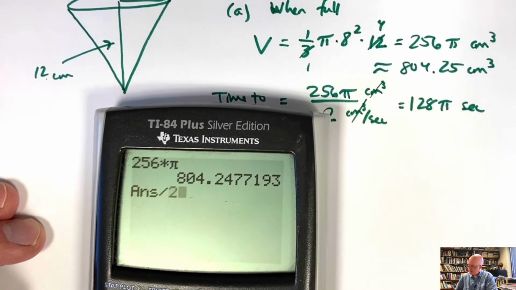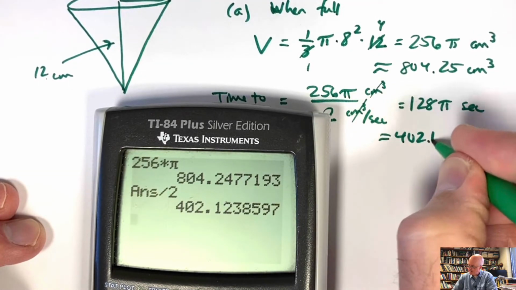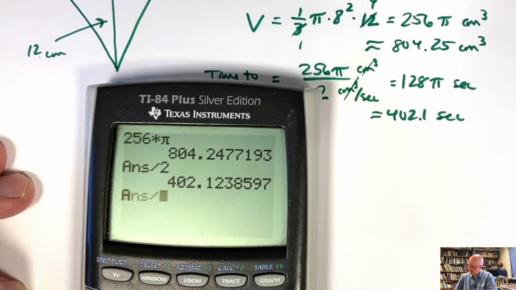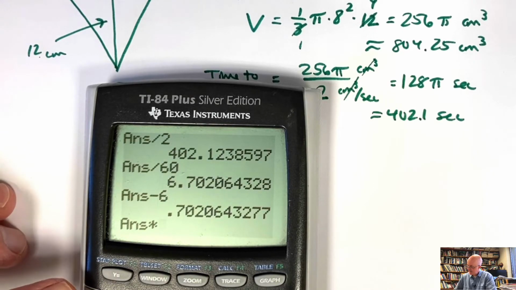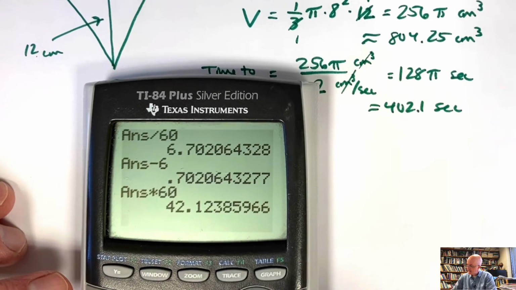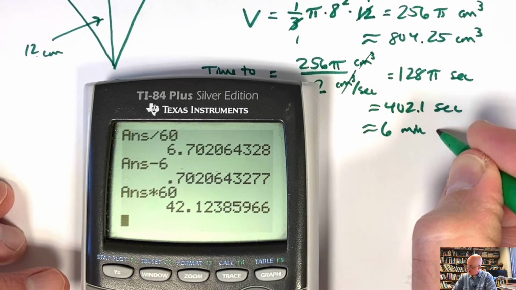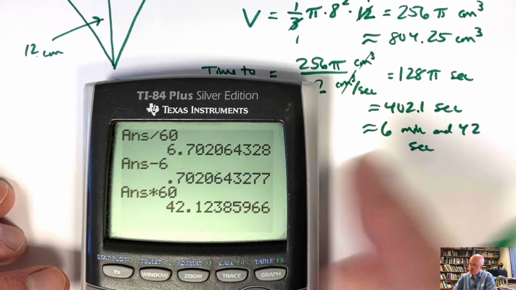Numerically, divide this by 2. You're going to get approximately 402.1 seconds. How many minutes is that if you're interested? 60 seconds in a minute, so it's 6 minutes and about 42 seconds. 6 minutes and 42 seconds. It's how long it takes to empty.